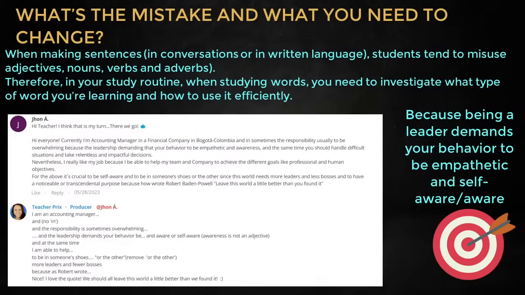No. So I corrected the student. I gave him a correction. I told him awareness is not an adjective. You can use aware. You can use self-aware, but you cannot use awareness. I am not awareness. I have awareness. I work on my awareness, but I am not awareness. I am aware. I am self-aware. I need to be aware to be a good leader, as he was talking about. To be a good leader, I need to be aware. If he wanted to use the word awareness, he would need a verb. I need to build my awareness. Okay? To build, to work on my awareness.